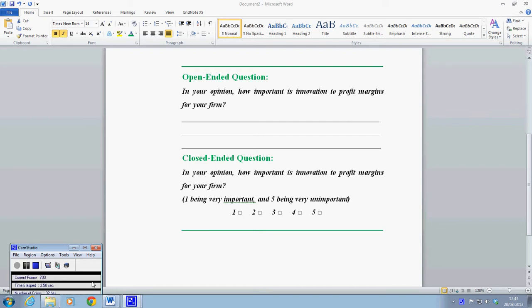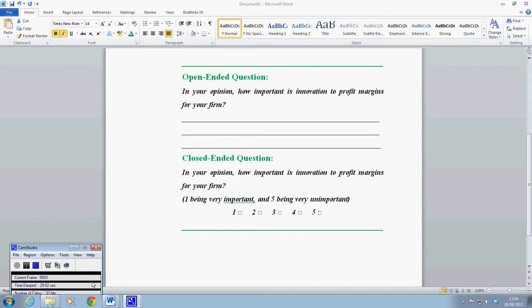Here we're going to look at open-ended and closed-ended questions. Open-ended questions are questions where you don't provide any answer categories to the respondent. So in this example here, in your opinion, how important is innovation to profit margins for your firm? And you've provided the respondent with a number of lines, so it's clear that you expect them to write out their answer in their own words.